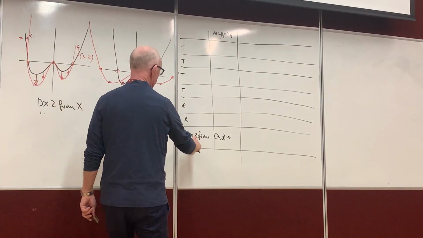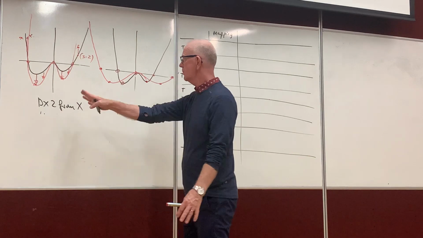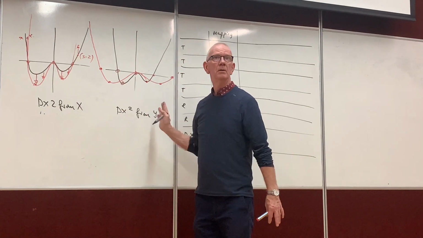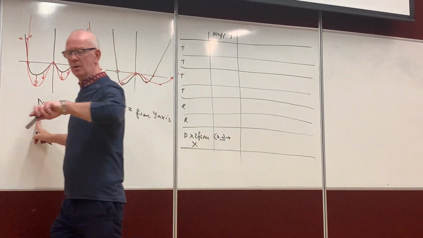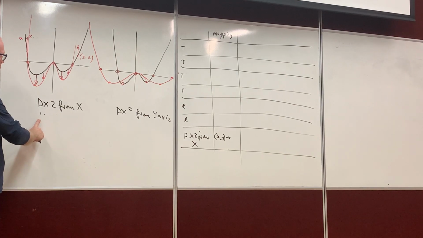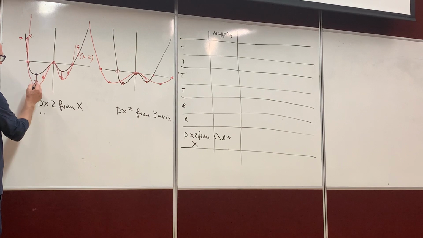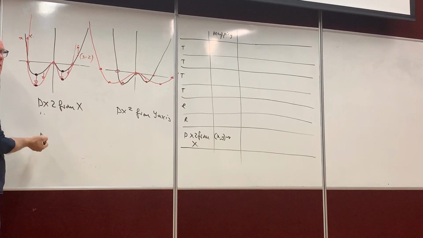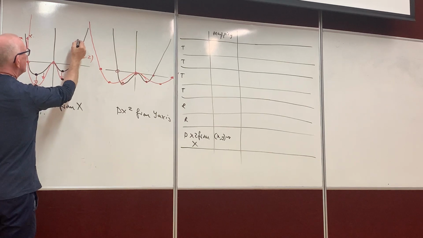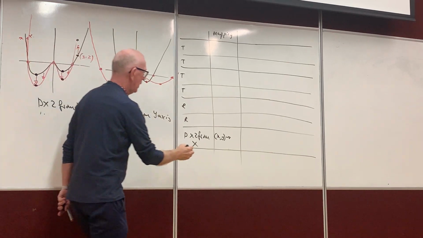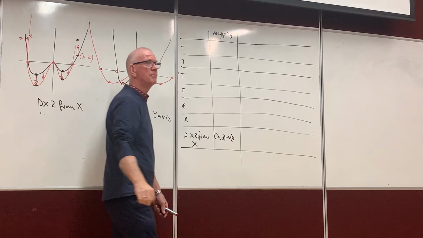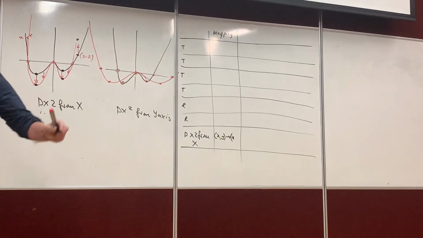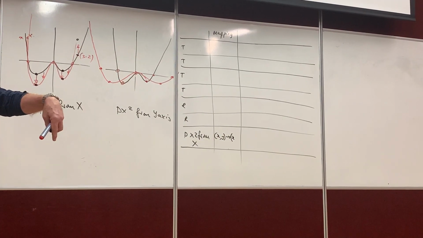If I'm doing a dilation by a factor of 2 from the x-axis, which one of those is this one here? Did the x values change? No. So, x maps to x. Whatever x was stays as x.